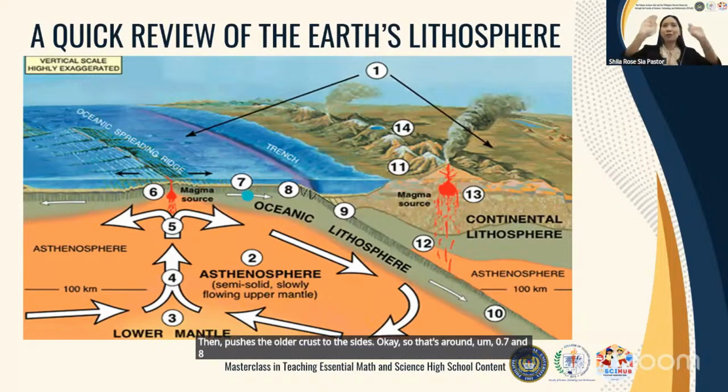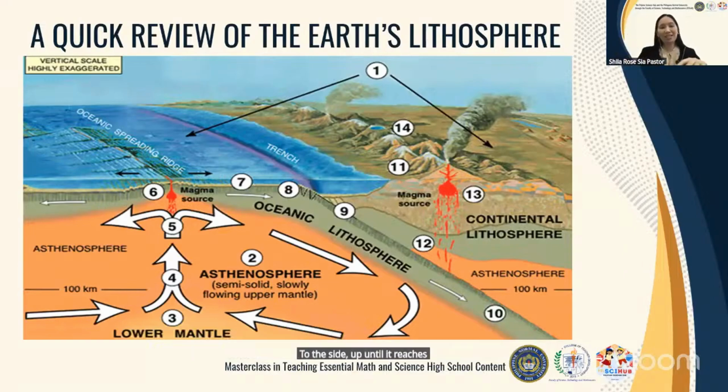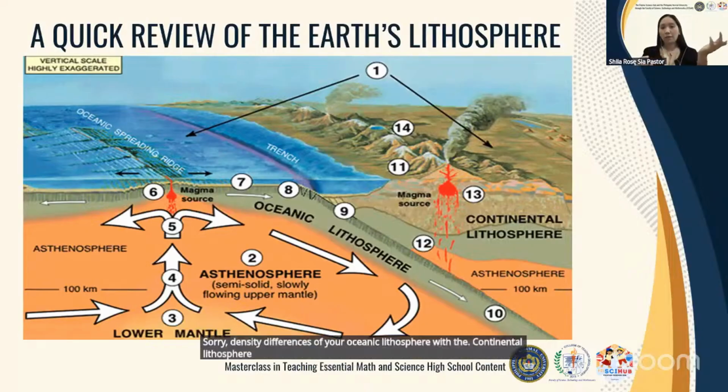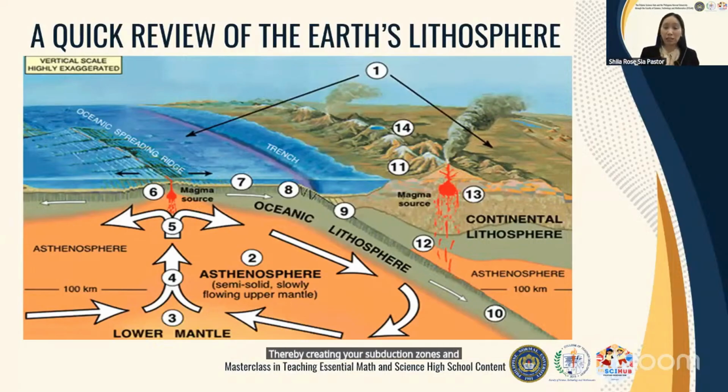So it will push the lithosphere to the sides until it reaches the continental. So this is on the oceanic lithosphere up until it collides with the continental lithosphere. Now, due to the density differences, oceanic lithosphere being denser, the tendency is for the oceanic lithosphere to sink under the continental lithosphere, thereby creating your subduction zones and your trenches.